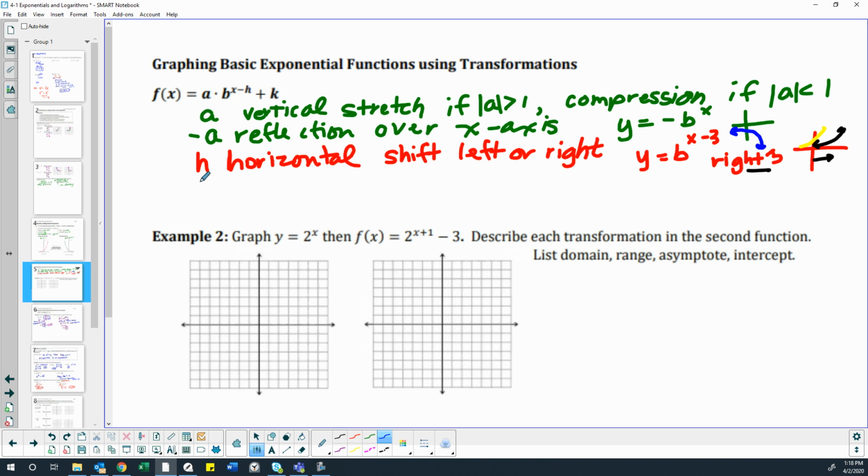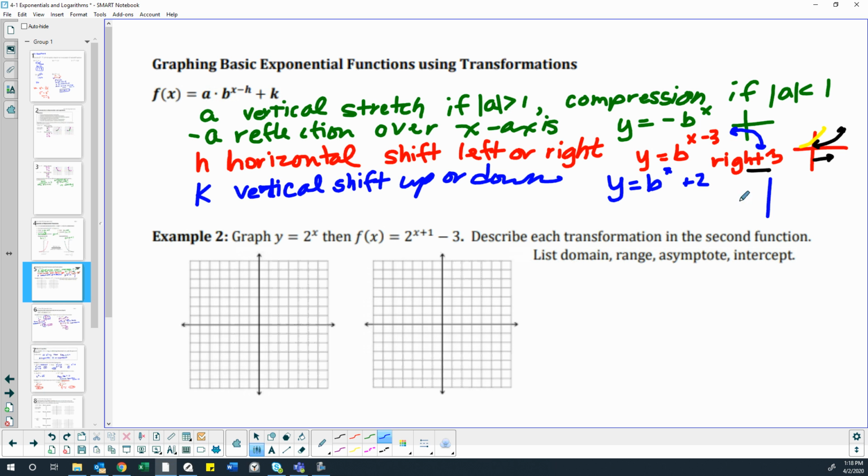All right, last one is K, which moves it up or down. K shifts up or down. So for example, if we have y equals b to the x, and then we add a 2 out here, then that's going to shift our graph up 2. That's also going to move our asymptote.